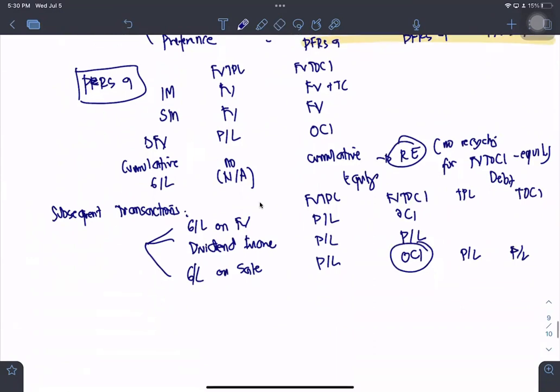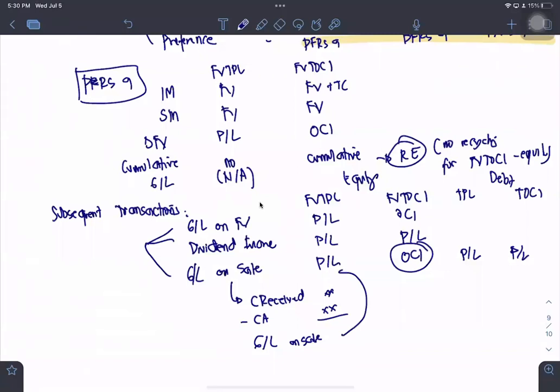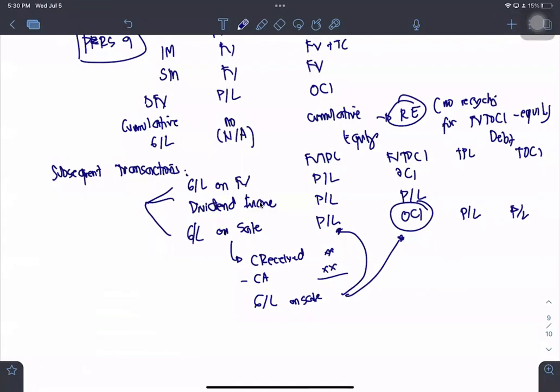Ngayon, dito sa gain or loss on sale, dalawa kasi yung kailangan nating i-account dyan. Normally, we have here your consideration received less your carrying amount. This is your gain or loss on sale. This gain or loss on sale will be placed in profit or loss if that is TPL, OCI if FVTOCI. After that, we can incur transaction costs on the sale. The transaction cost on the sale will always be placed only in your profit or loss.